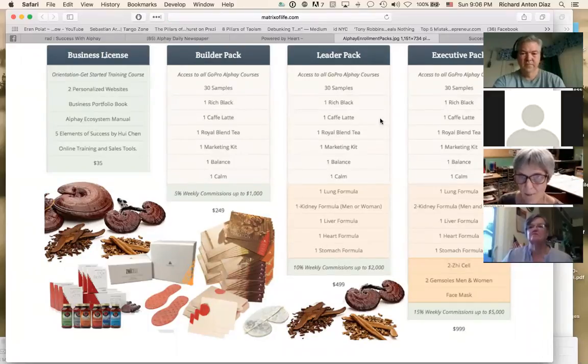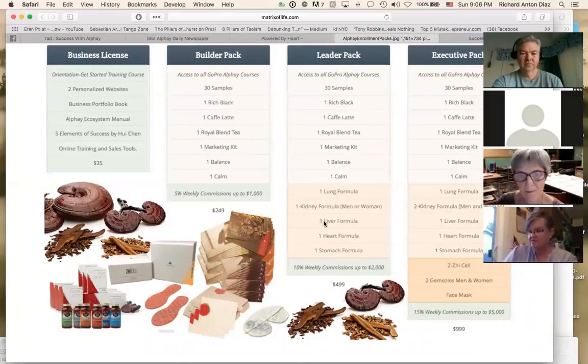And the executive pack is now that leader pack with the G-Cell and the Zemsold and the face mask added. So when I get people involved on a builder, leader, or executive level, I try to get them to increase their variety of products the higher they go. So I always say that if you get the executive pack, you get really all of the products that you're able to get familiar with and market.